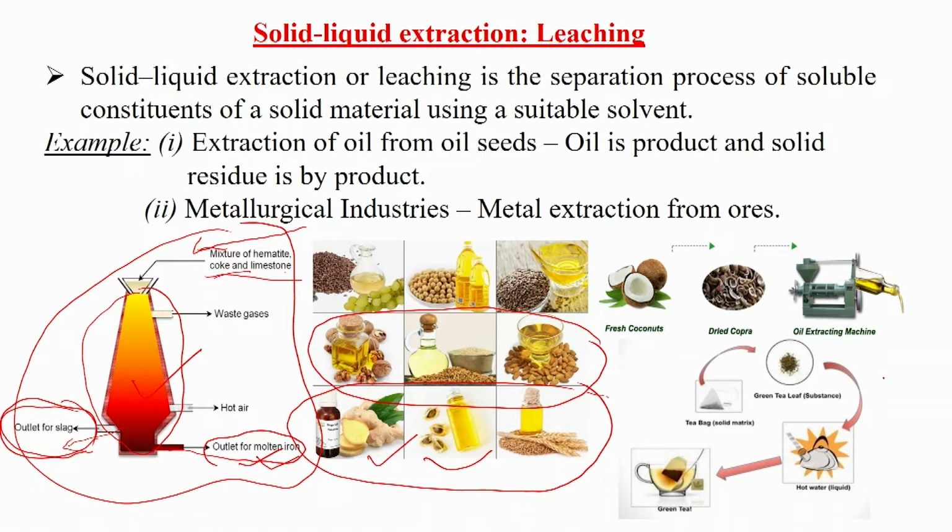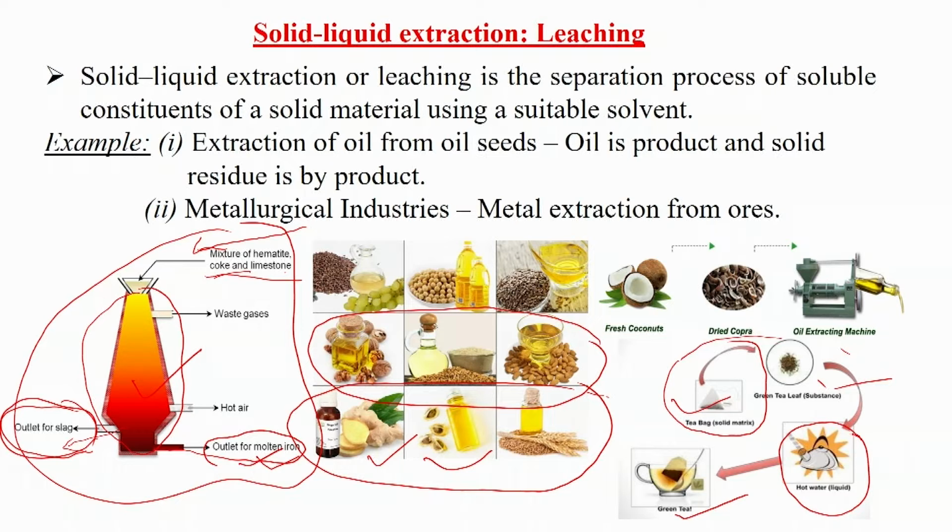Also, in our daily life we generally take tea, like a tea bag, or a solid matrix, or only tea, and we add it inside hot water. Then from the solid tea, the caffeine is separated, which is another example of the leaching process. Then we get green tea. This is what is coming out, and whatever is left out after the leaching process, we call the residue.